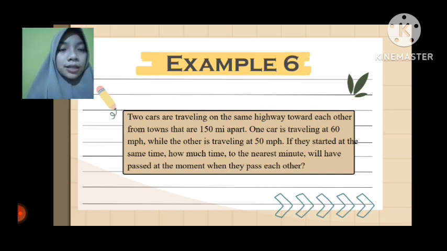Now example 6. The question is: two cars are traveling on the same highway toward each other from towns that are 140 miles apart. One car is traveling at 60 miles per hour, while the other is traveling at 50 miles per hour. If they start at the same time, how much time, to the nearest minute, will have passed at the moment when they pass each other?